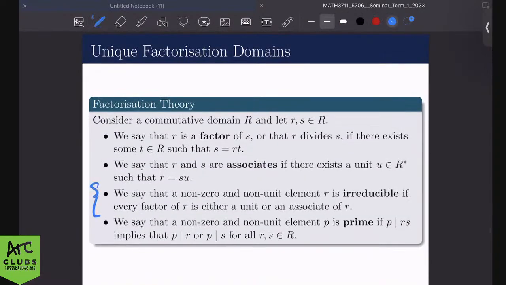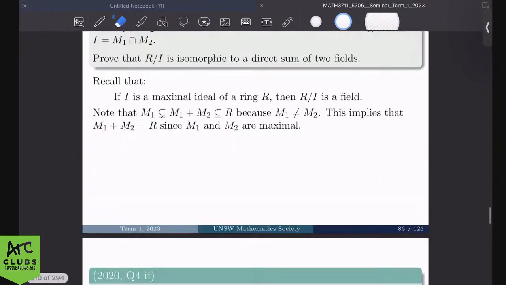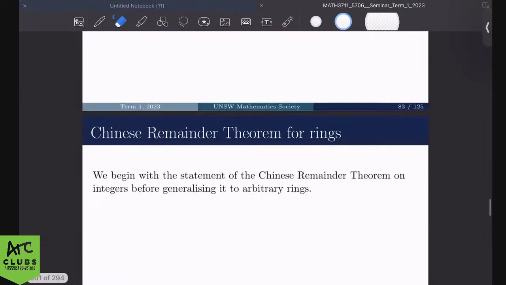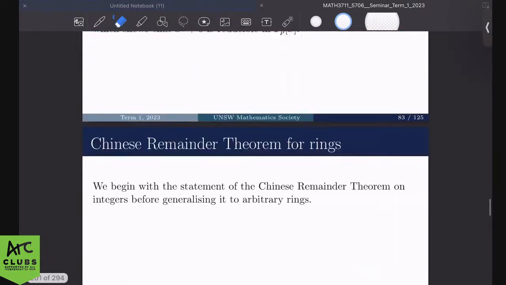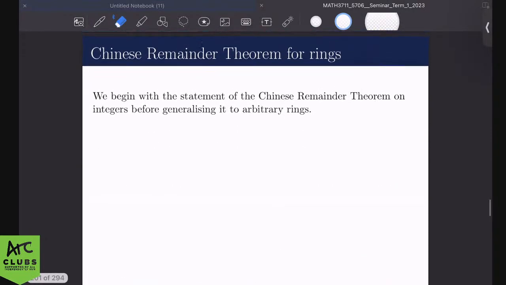So a non-zero and non-unit element R is irreducible if every factor of R is either a unit or an associate of R. Actually, what we might do is get back to this later, because there's a lot of theory that goes into it, so we'll come back to this question later. But yeah, it's quite a long question, so we'll go through that afterwards. Okay, let's move on to the next concept. So that's the Chinese remainder theorem for rings.